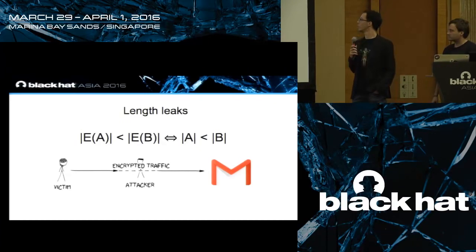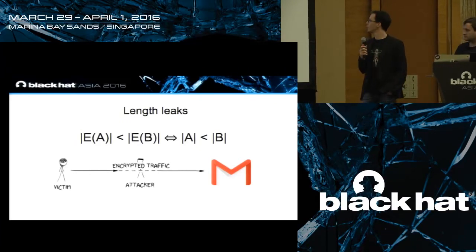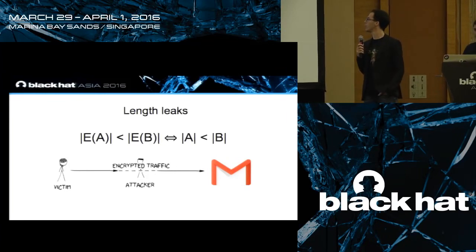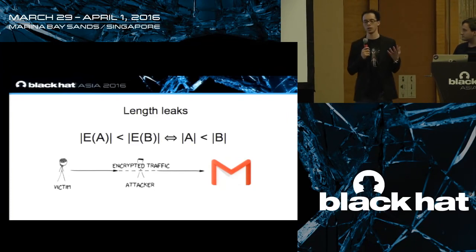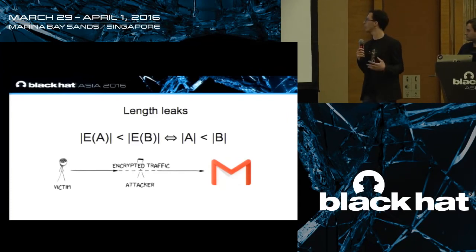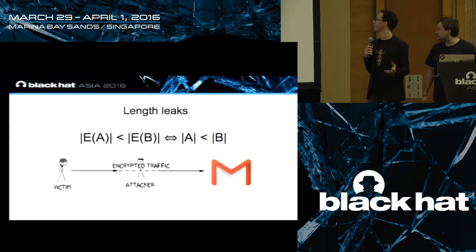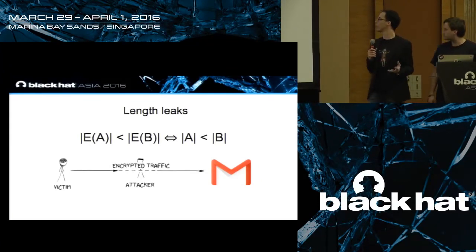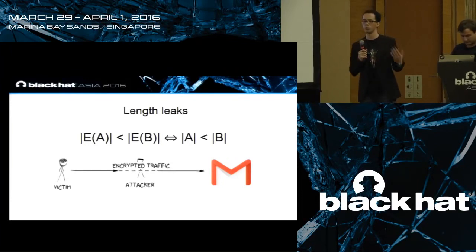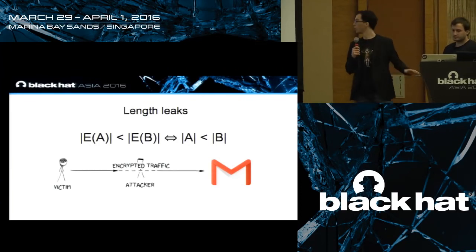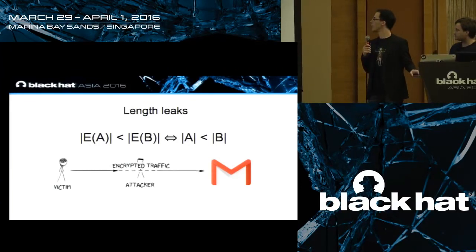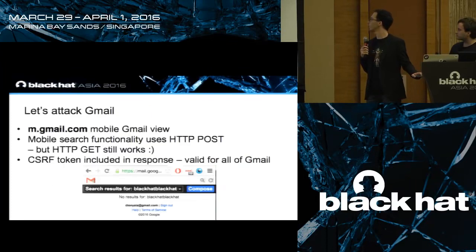Tal Be'ery and Wong in 2012, in CRIME, presented web length leaks. That is, if a plain text A has smaller length than a plain text B, then the encrypted ciphertext corresponding to plain text A should also have a smaller length than the encrypted ciphertext of plain text B. In this case, we use this in order to find a secret in the target website.